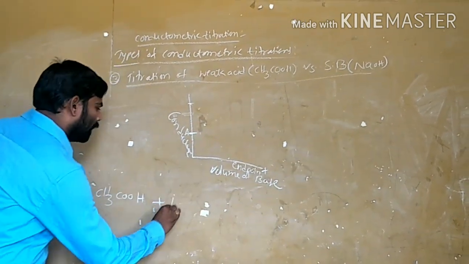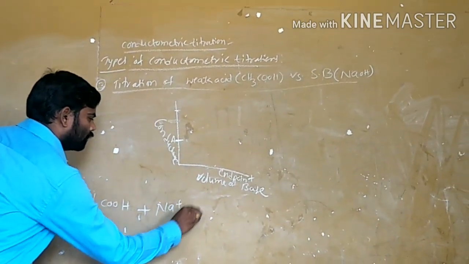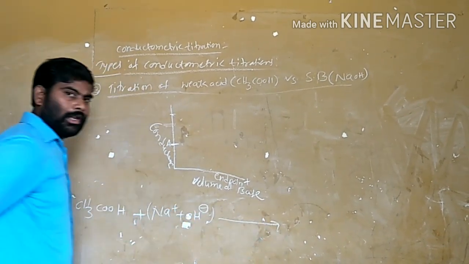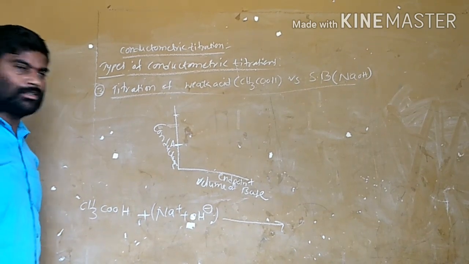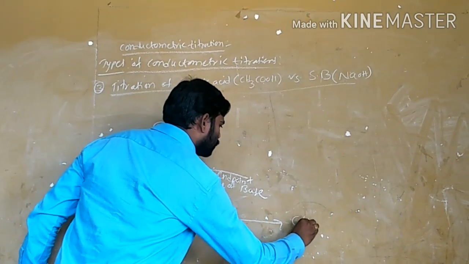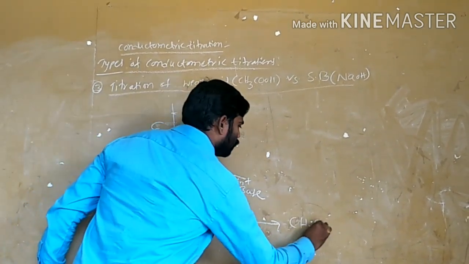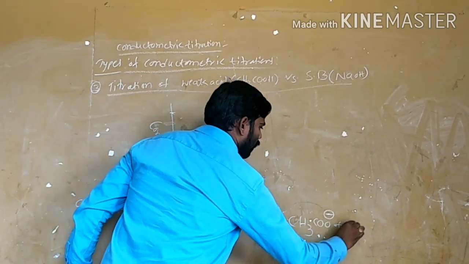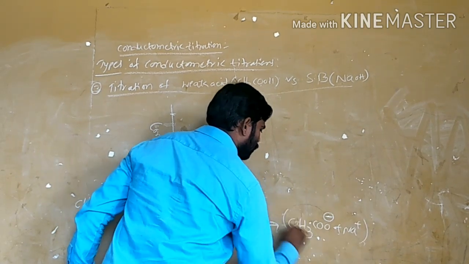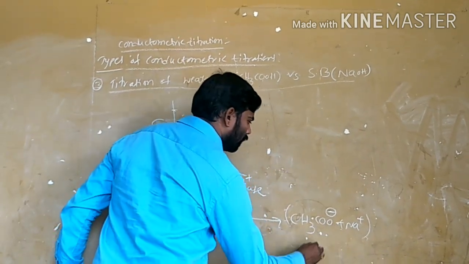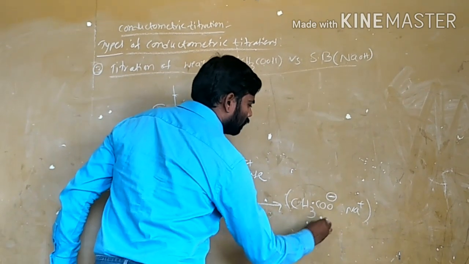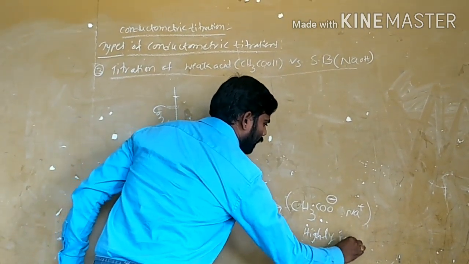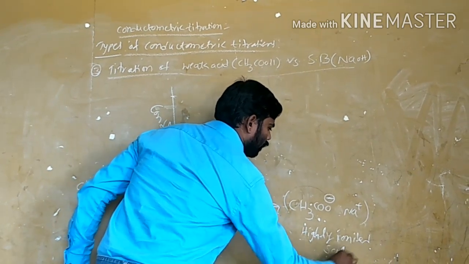Whenever we are adding this strong base, in its place is OH minus. Whenever we are adding this strong base to the weak acid, the following reaction is possible. This forms COO minus Na plus, producing an ionized salt, a highly ionized salt. Highly ionized salt is forming.